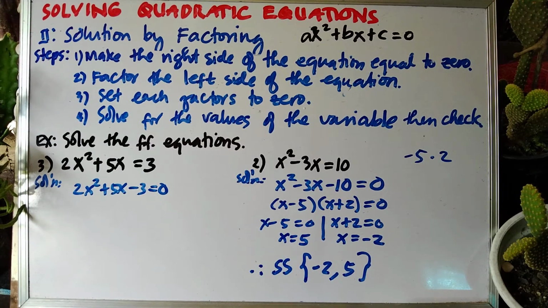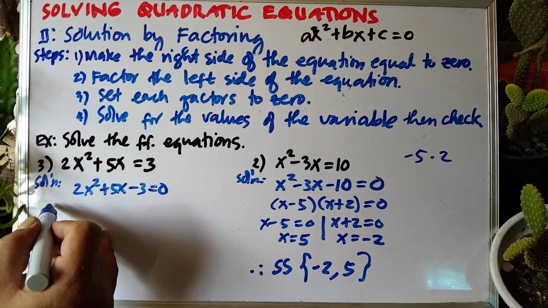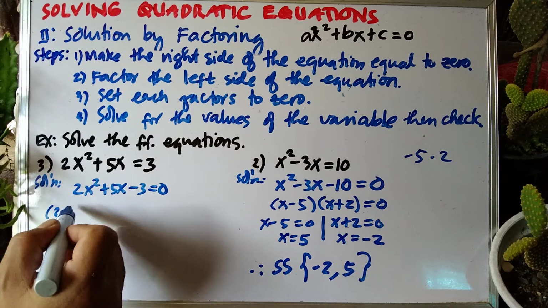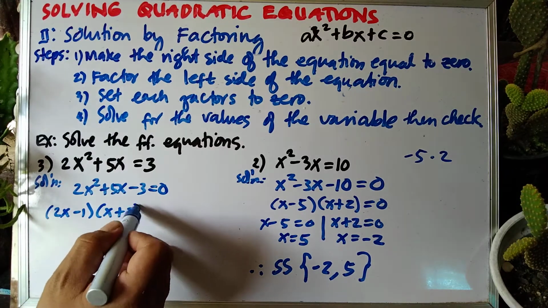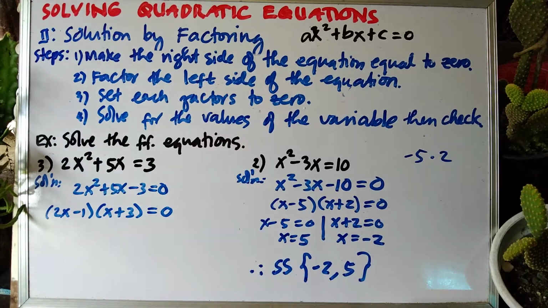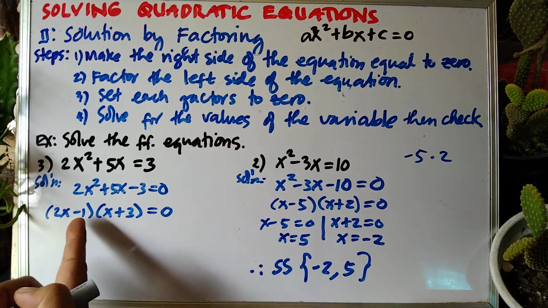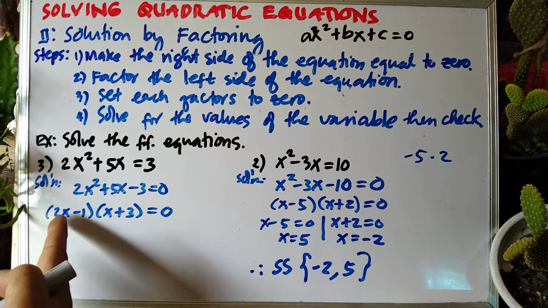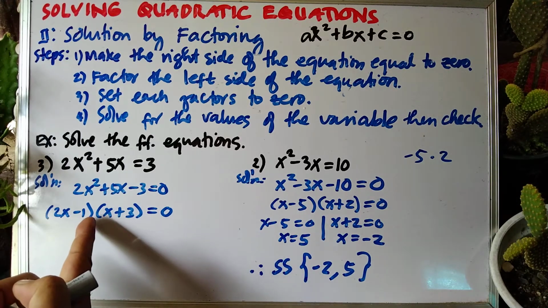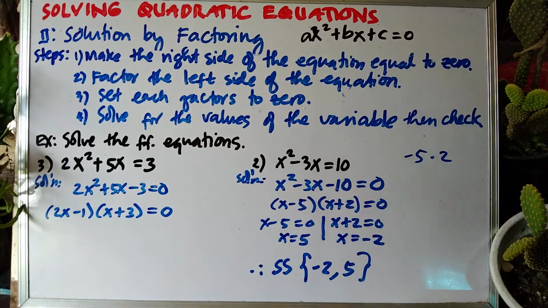Then, find the factors. What could our factors be? Okay. Trial and error again. So, find the factors. The factors of this are 2x minus 1 times x plus 3 is equal to 0. Am I correct? Because negative 3, if you check, negative 1 times 3 is negative 3. Correct? Then 2 times 3 is 6. Minus 1 is 5. So, we are correct.